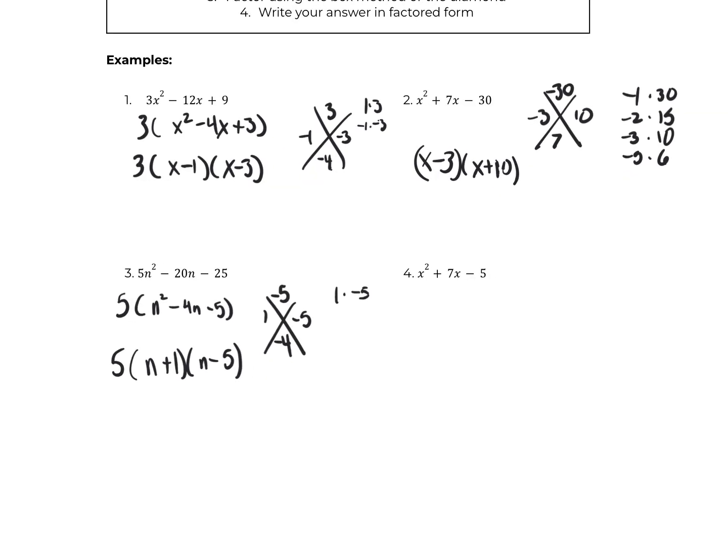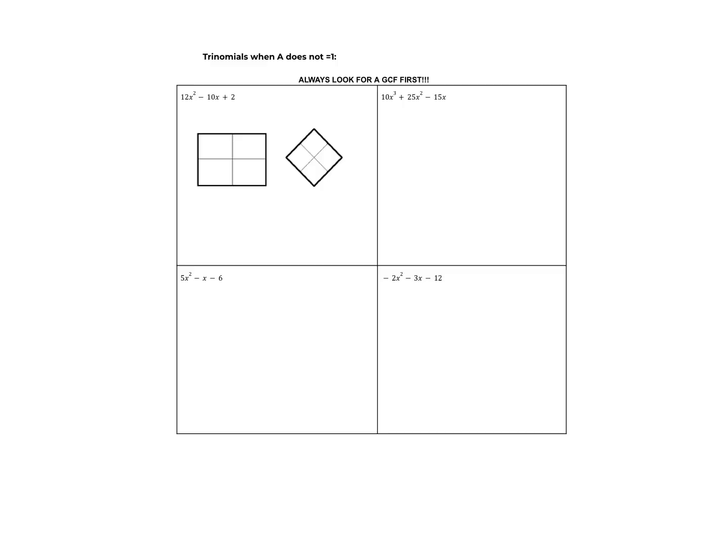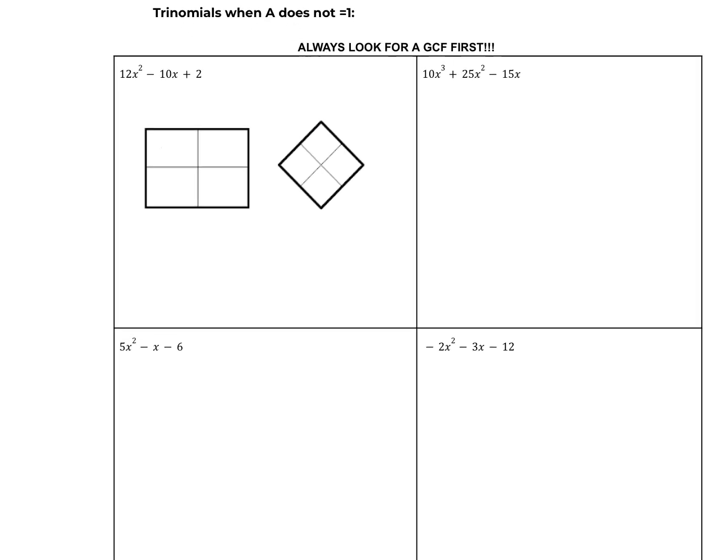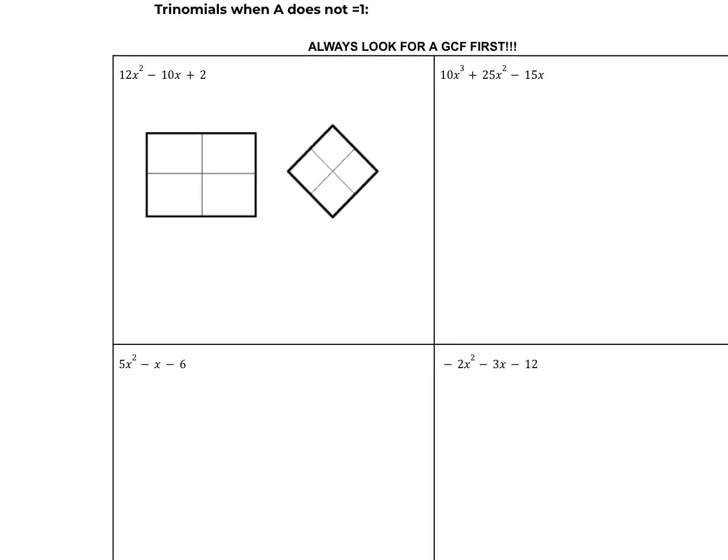And then this last one, x squared plus 7x minus 5. So negative 5 will go on top, 7 will go on bottom, listing the factors of negative 5, where the bigger number is positive. So we've got negative 1 and positive 5. Well, negative 1 plus 5 is 4, not 7. So that's not factorable. So what we're going to write is it is prime because it's only divisible by 1 and itself.